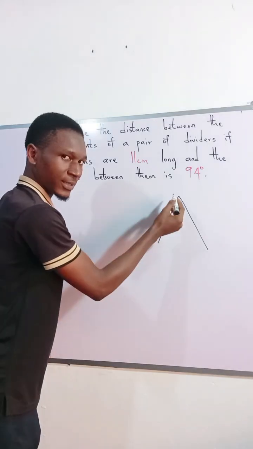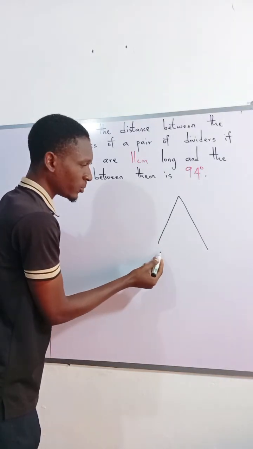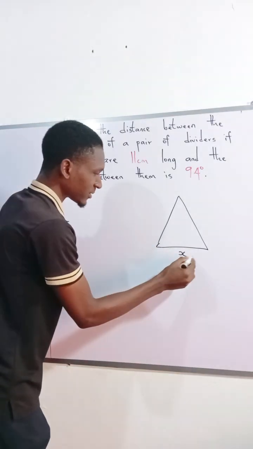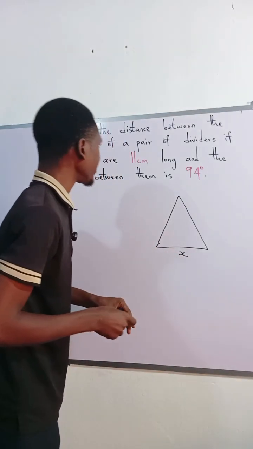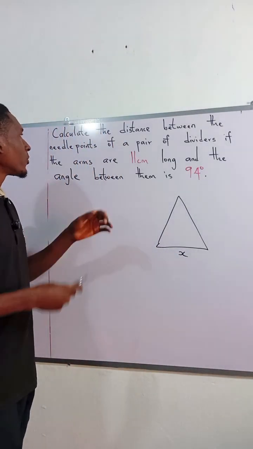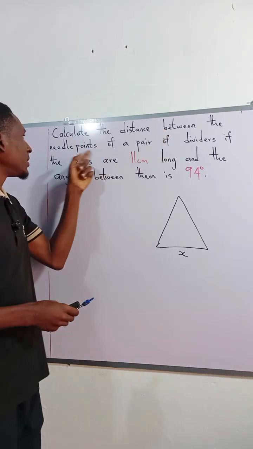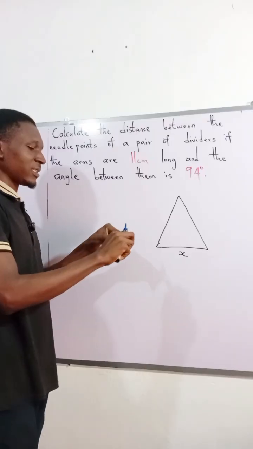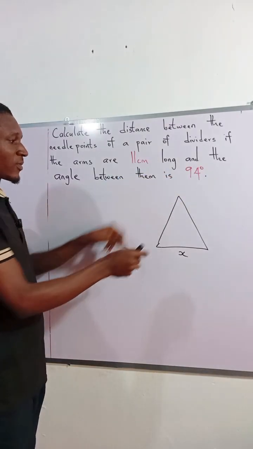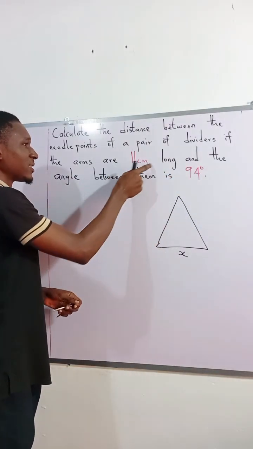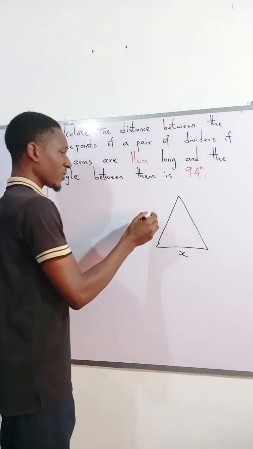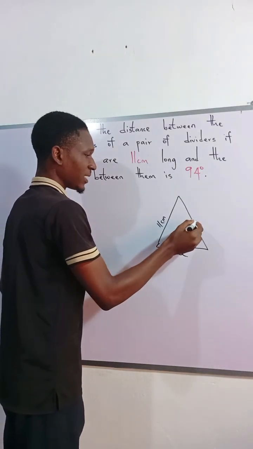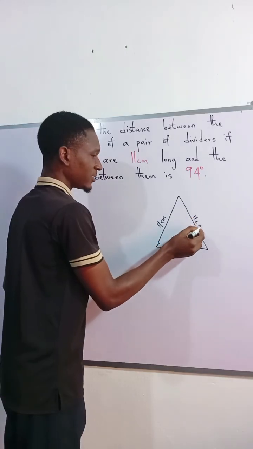This is the pair of dividers. These are the needle points. We are asked to look for this distance. Let's label that distance x. So we have to calculate the distance between the needle points of a pair of dividers if the arms, can you see, here are the arms. These arms are 11 centimeters long. That means this side is 11 centimeters and here is also 11 centimeters.